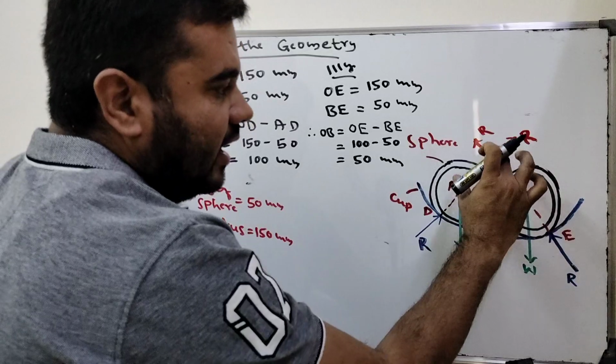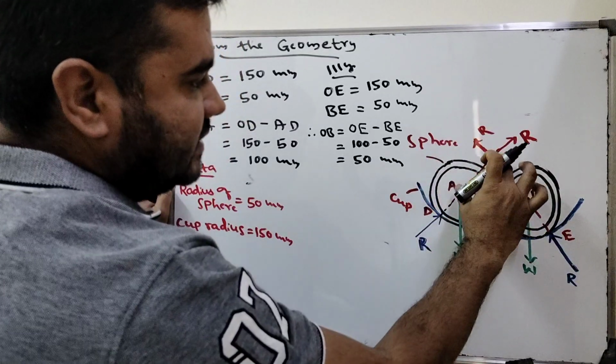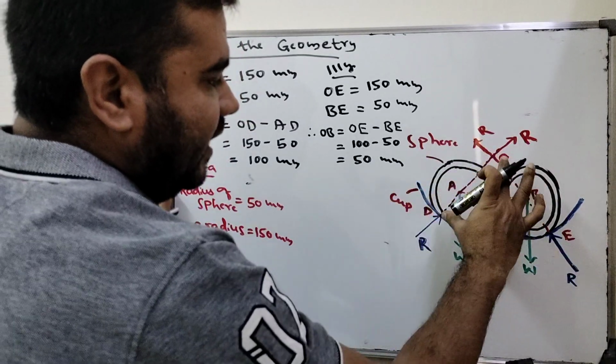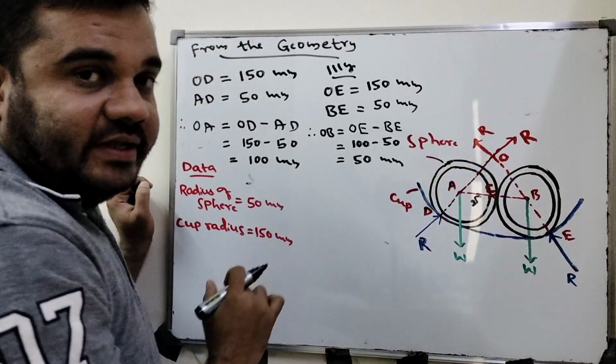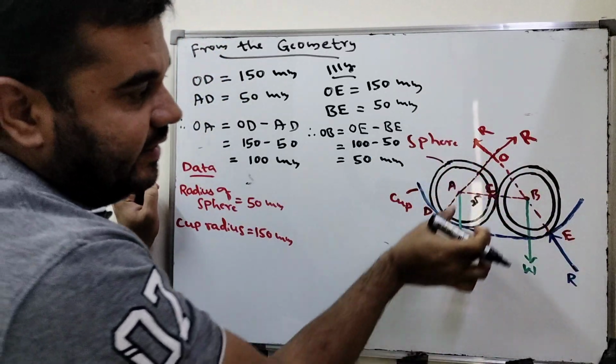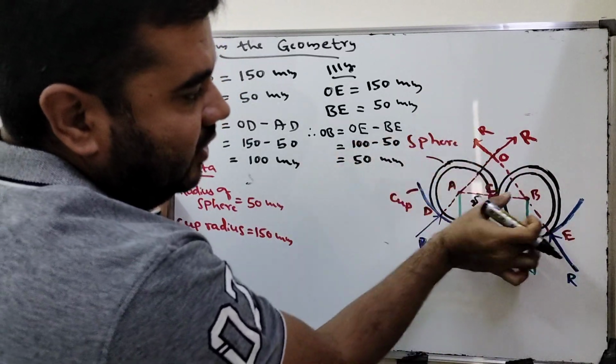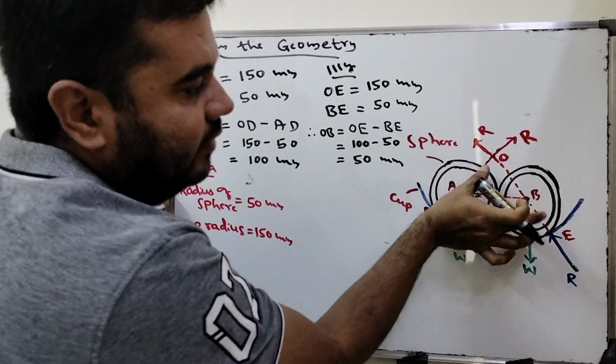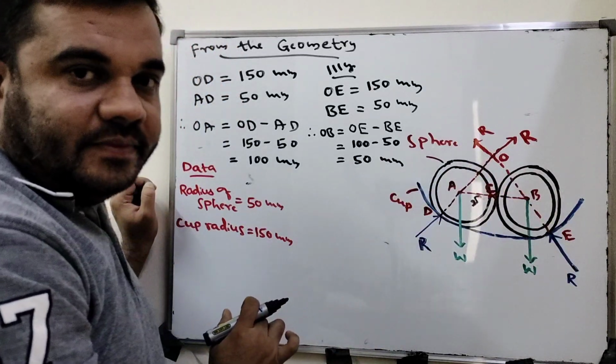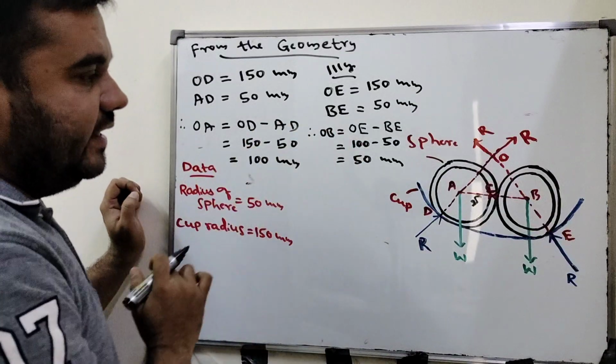OA is 100. AD is 50 and OD is 150. If you come to the right side, OB is 100, BE is 50, and OE is 150. Okay, this we need here.